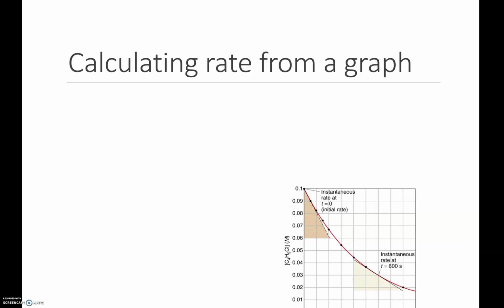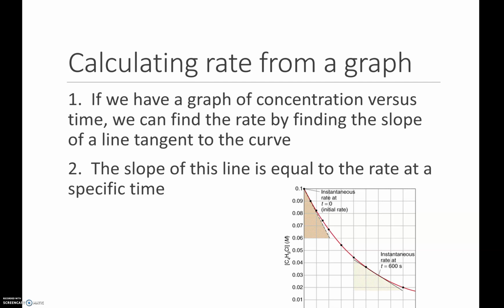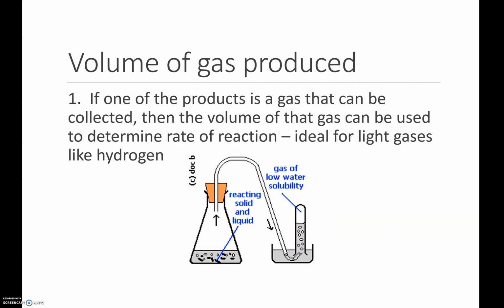We also want to remember that eventually we're going to be collecting data, and that data is going to give us information for a graph. And if we have that information on the graph, we are able to determine the slope of the line at a specific time, and that slope is equal to the rate at that time.